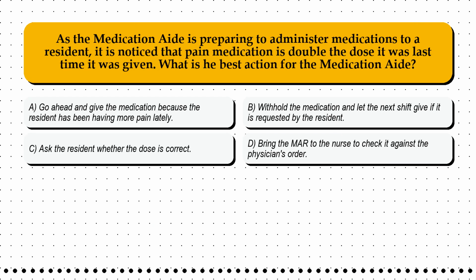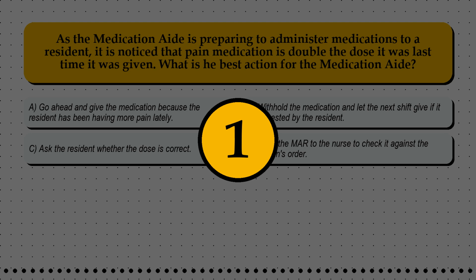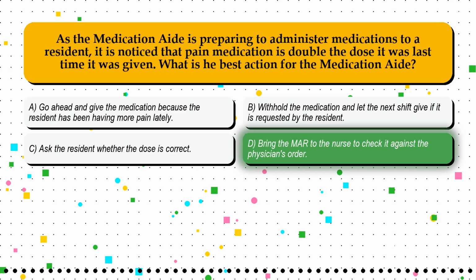Question 74. As the medication aide is preparing to administer medications to a resident, it is noticed that the pain medication is double the dose it was last time it was given. What is the best action for the medication aide? Option A, go ahead and give the medication because the resident has been having more pain lately. Option B, withhold the medication and let the next shift give it if requested by the resident. Option C, ask the resident whether the dose is correct. Option D, bring the MAR to the nurse to check it against the physician's order. The correct answer is option D, bring the MAR to the nurse to check it against the physician's order.